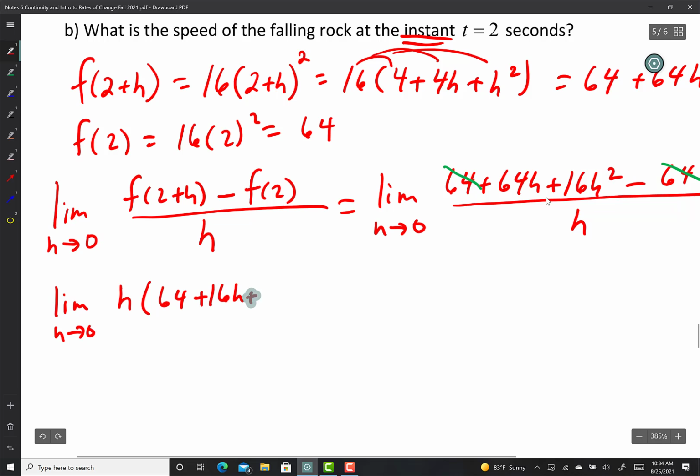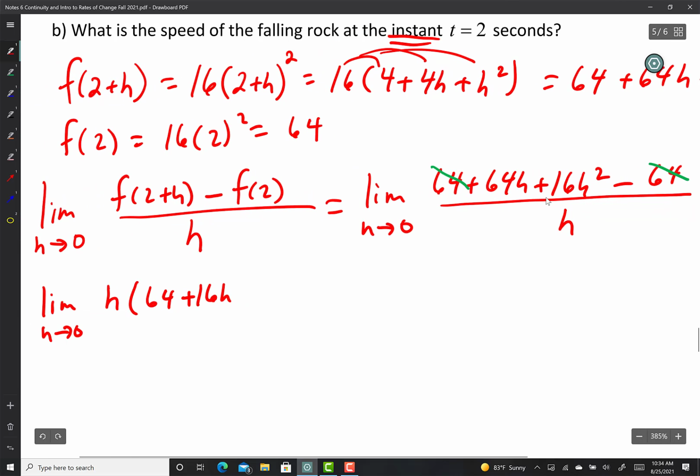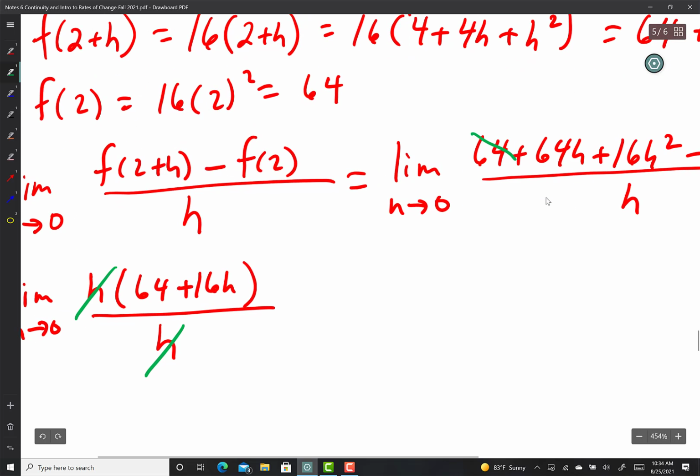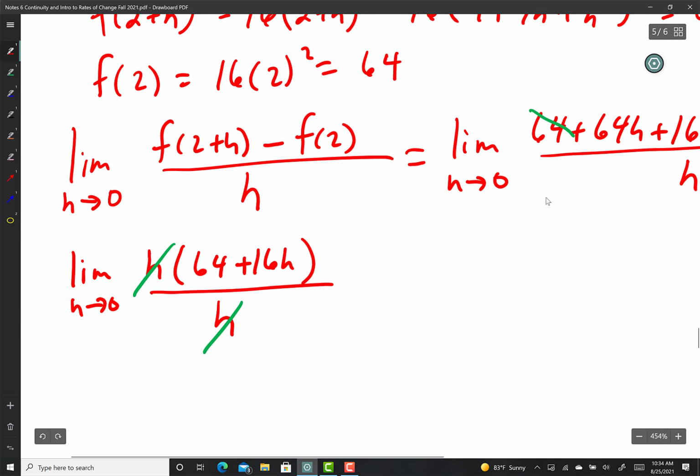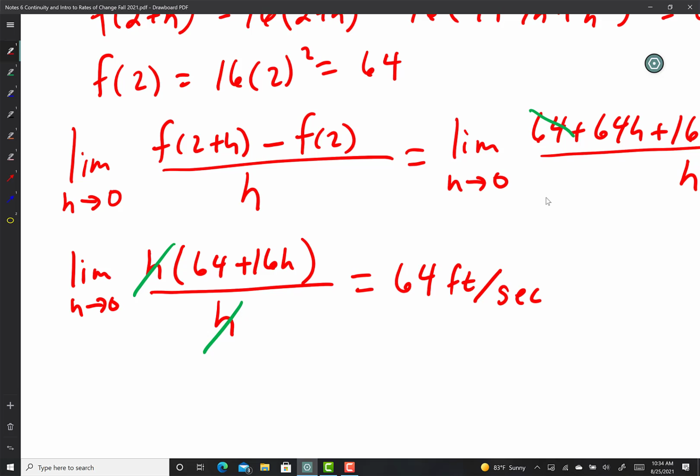Oh, that's it. 64h plus 16h squared. Okay, so here we go. I factored out the h. What can I cancel out? The h's cancel out. Now can I do direct substitution? Yes, the 16h is going to be approaching 0 because it's 16 times 0. So I just get what? And I need units. What do I have in the numerator? What do I have in the denominator? Feet per second. You can write the word per or you can write the slash sign.